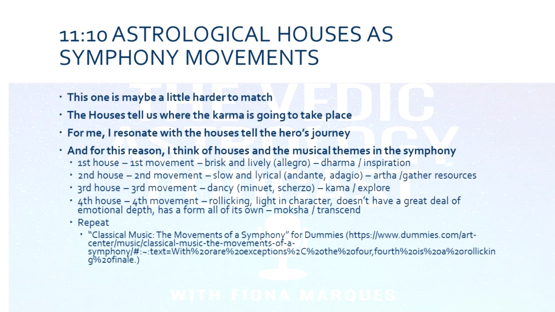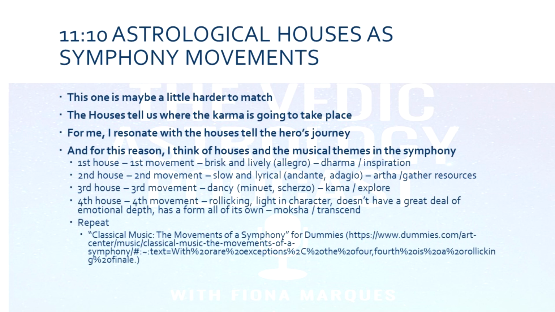So if we think about the first movement in a piece of symphony music, generally it is brisk and lively, it's an allegro. And for me, that matches nicely with the first house, the Dharma and inspiration. It's got that Dharmic energy of what's inspiring us to move forward. The second movement is often slow and lyrical. It's an andante or adagio. And for me, this also goes well with that second house, gathering resources. If we think about that second sign of Taurus being a little slower, being that fixed sign. So second movement, second house.